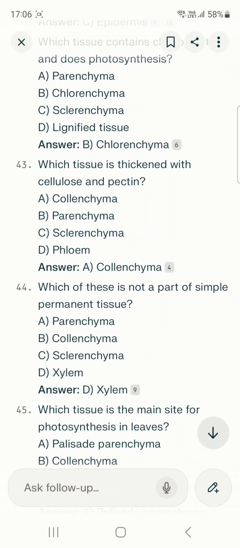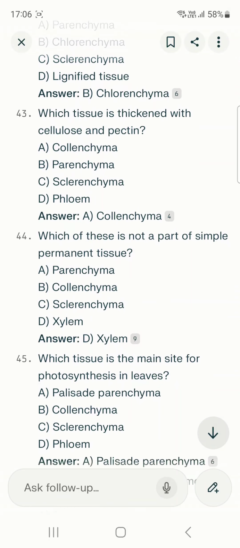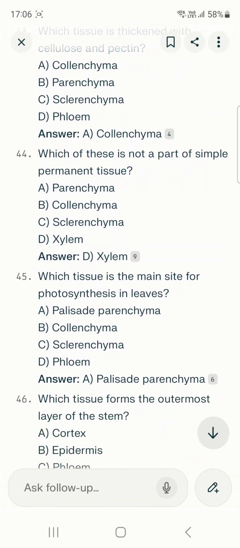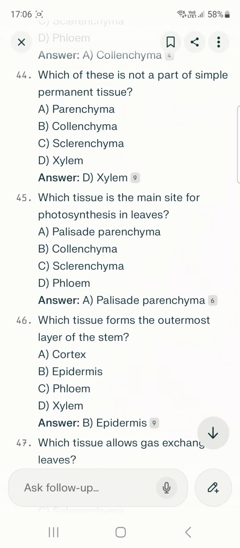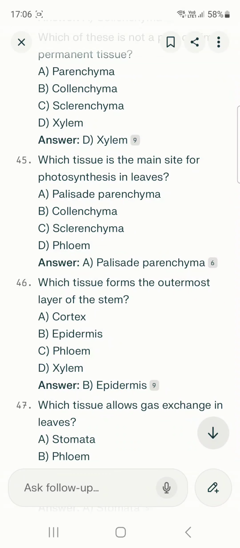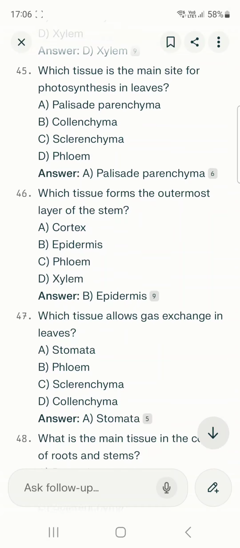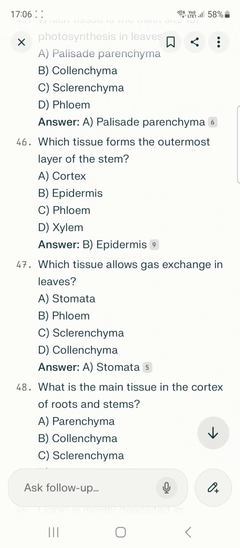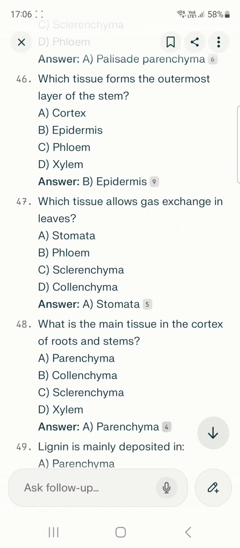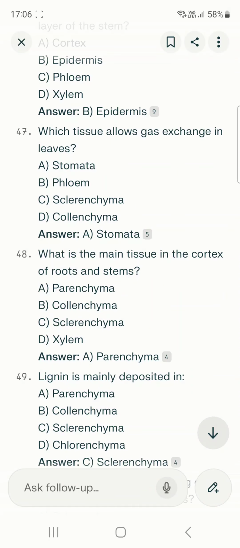Which tissue is the main site for photosynthesis in leaves? And the answer is palisade parenchyma. Next question, which tissue forms the outermost layer of the stem? And the correct answer is epidermis. Number 47, which tissue allows gas exchange in leaves? And the answer is stomata. What is the main tissue in the cortex of roots and stems? And the correct answer is parenchyma. Lignin is mainly deposited in, option C, sclerenchyma.